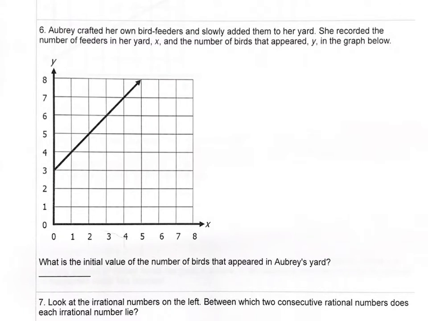Number 6 you won't see on your test tomorrow or Wednesday on your non-mix exam, but just to get some idea, Aubrey crafted her own bird feeders and slowly added them to her yard. She recorded the number of feeders in her yard, X, and the number of birds that appeared, Y, in the graph below. What is the initial value of the number of birds that appeared in the graph below? Initial value is the y-intercept. So where did it start? At 3. And that's your answer. You will not be tested on this. So this is not tested this week.